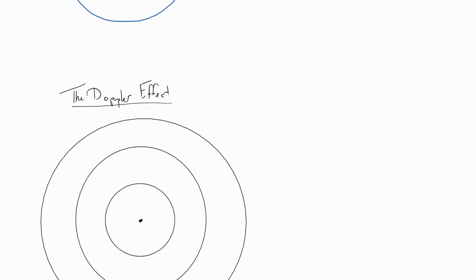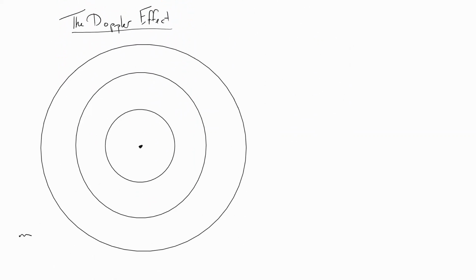Right. Anyway, last thing to kind of talk about, Doppler effect. So if we have a point source like this, it sends these waves out radially. Now, if the source were moving, then things get a little different. So my point source is now traveling in this direction. So at the first instant, it puts out a wave.